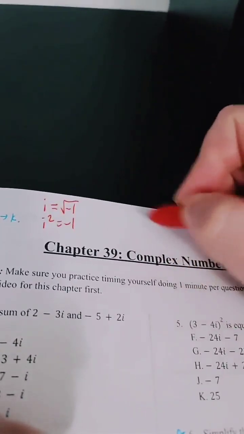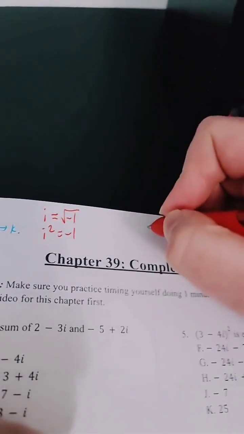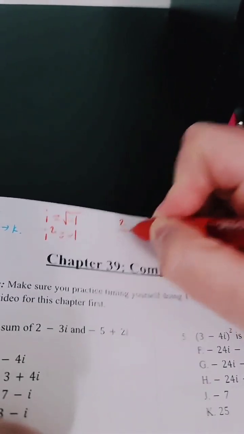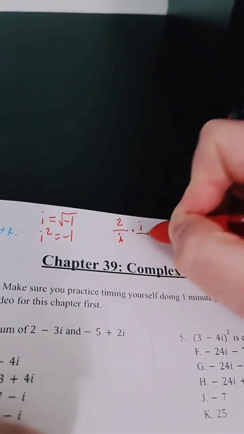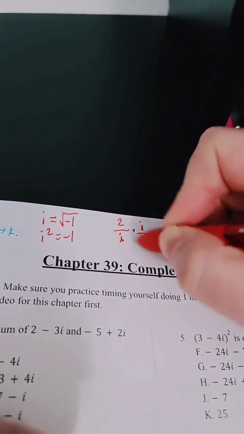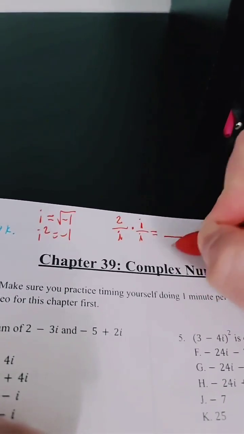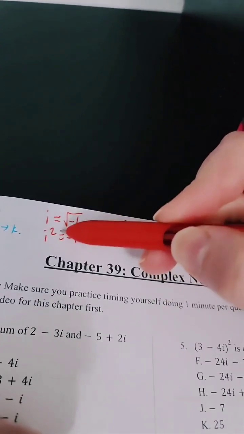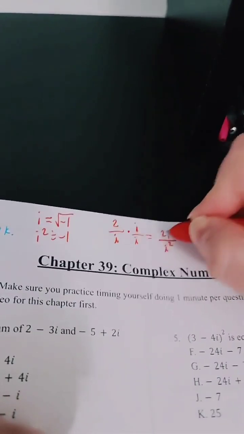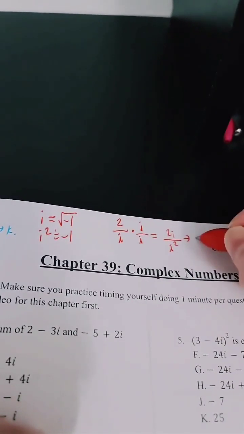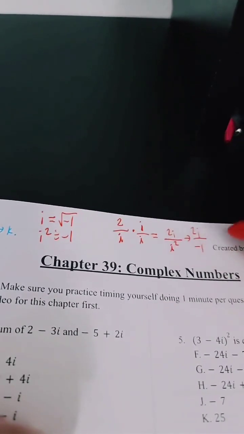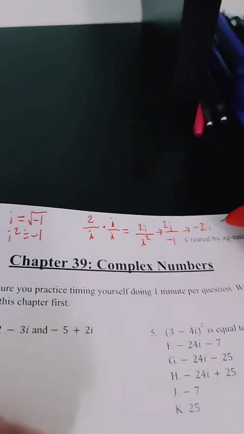Now, you also need to remember that you never want to have an i on the bottom. For instance, if I have 2 over i, I'm going to multiply by i on top and bottom. The reason I'm doing that is so I can get i squared on the bottom, which we know is equal to -1. That fixes the issue, because in math, we don't like having i's on the bottom. So if this becomes -1, I've fixed that problem. Now it would just be -2i.